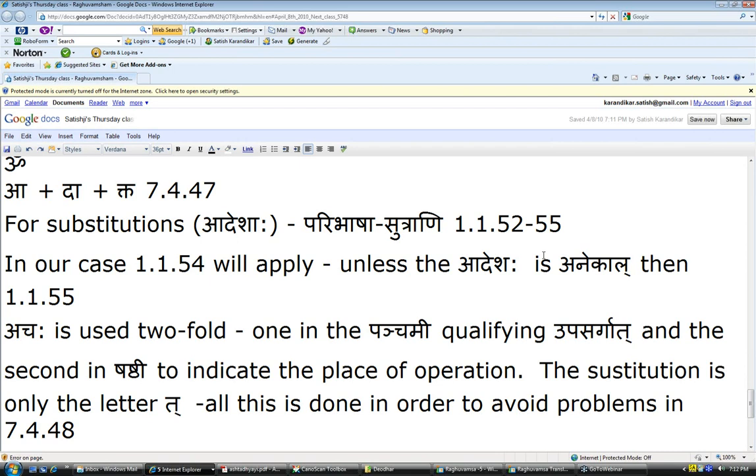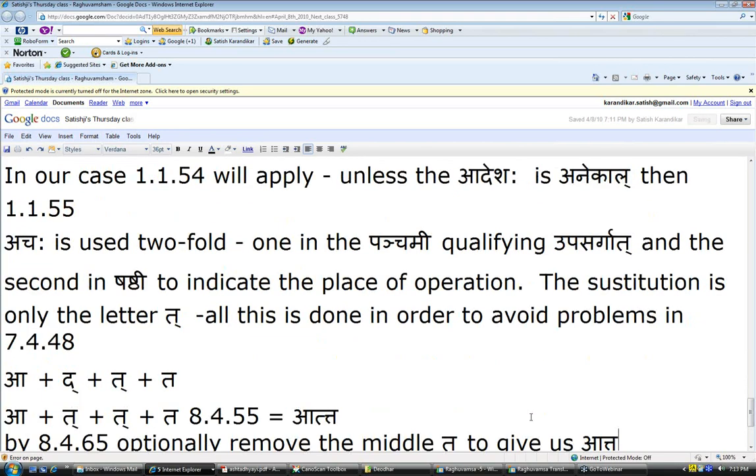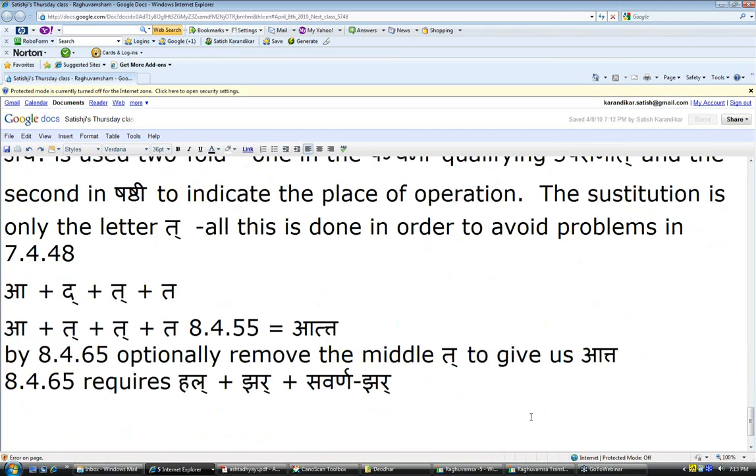So to avoid that problem, they repeat this Ach twice. Make it one as a Visheshanam for the Upasarga and one to indicate the Sthani. So then they say the A of Da, the Ach of Da, which is the A, should become Ta. That's how we got the A, Da, Ta, then we did the Khari Cha, and then finally we used the Jhalo Jhali Savarna to remove one Takara.